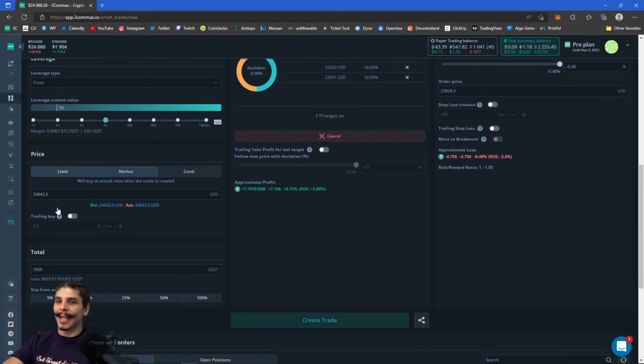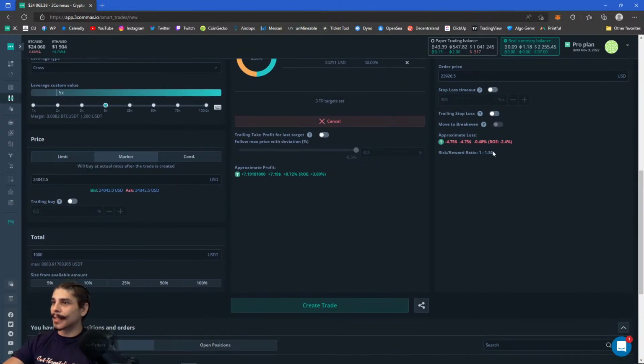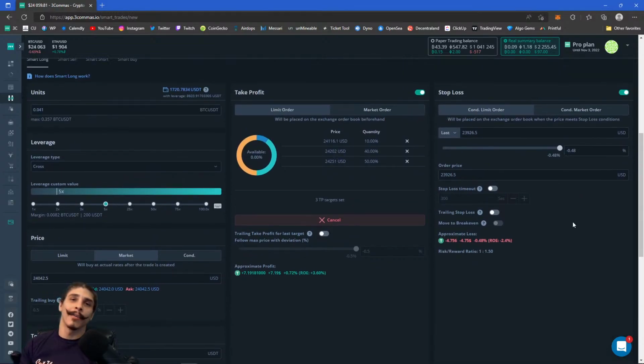So if I put this at limit, remember, it wouldn't change. It's going to be changing a little bit right now because this is a market order. If we use limit, none of that would change. But you can even see your risk to reward ratio. I don't know how much better it gets than this. I don't know what you've been using, but I can tell you it's not as good as this.